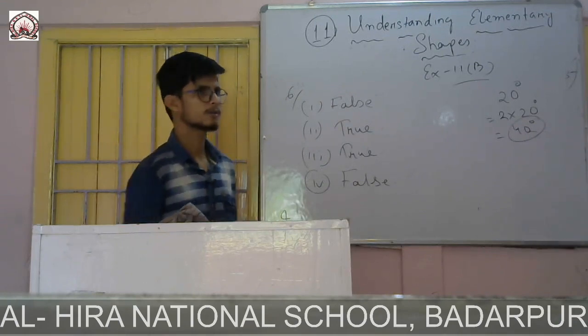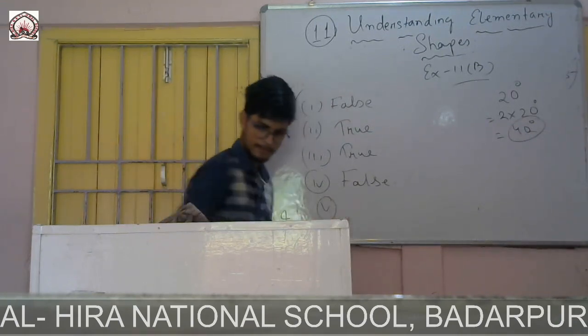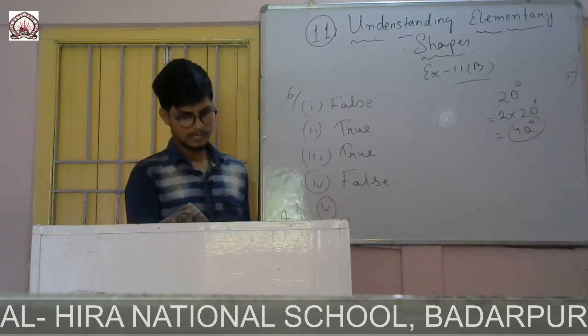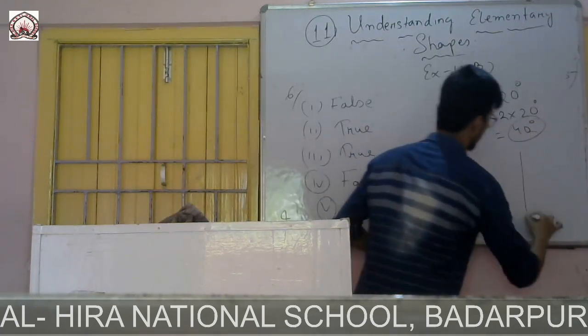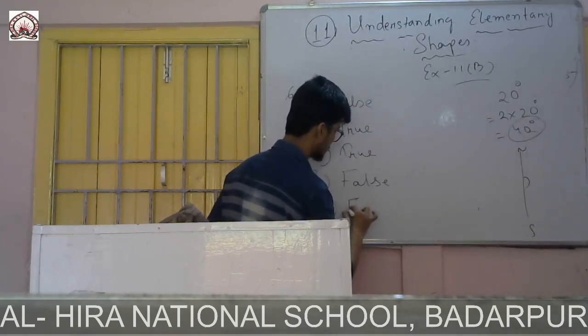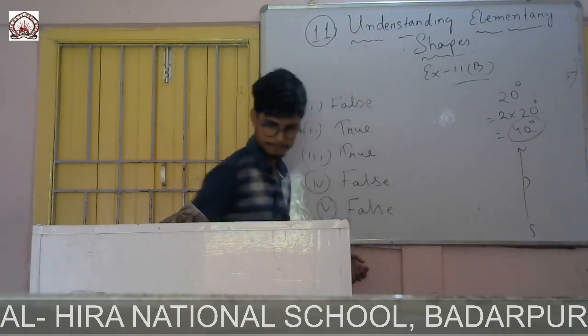Then Roman number 5. Okay, the angle between the direction of north and south is a right angle. North and south, this one is north, this one is south, it is 180 degree. That means this one is also false.